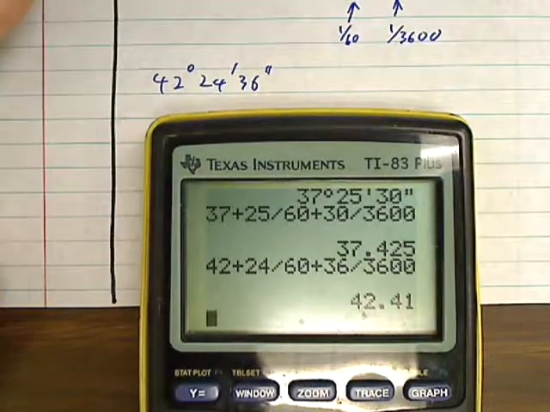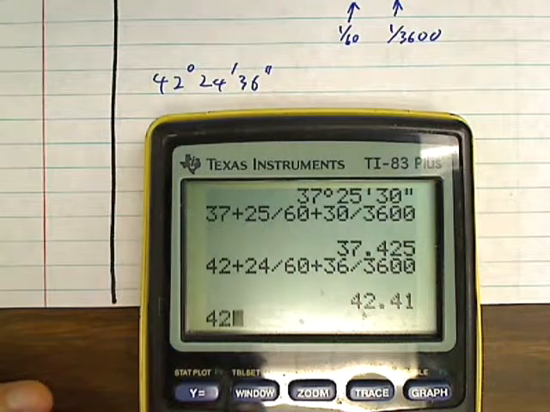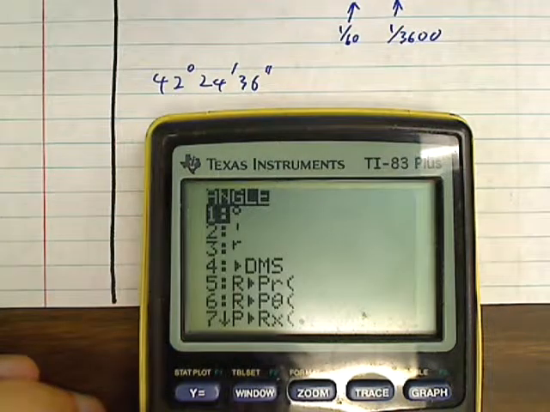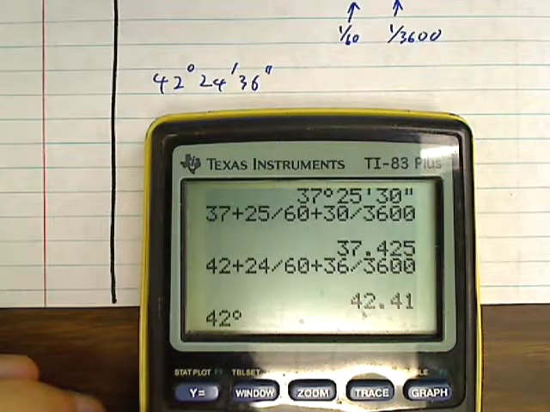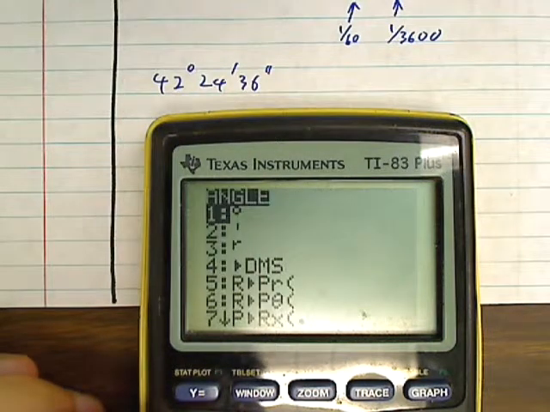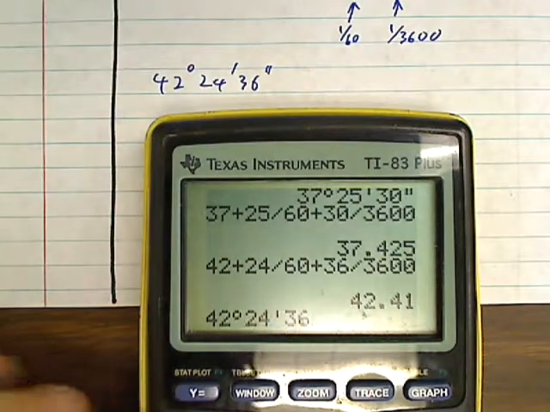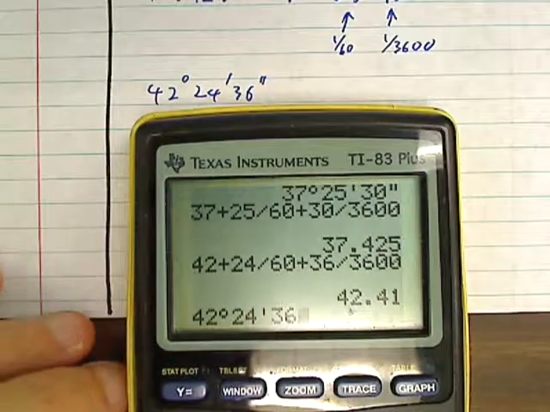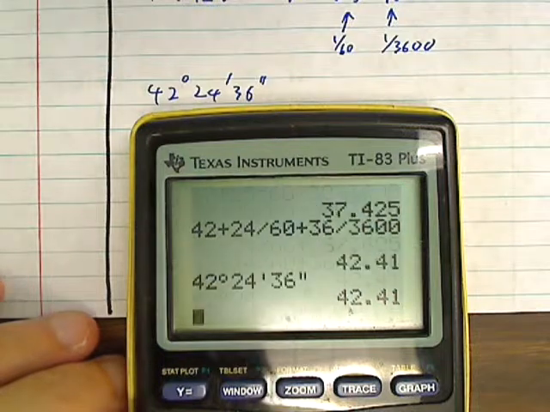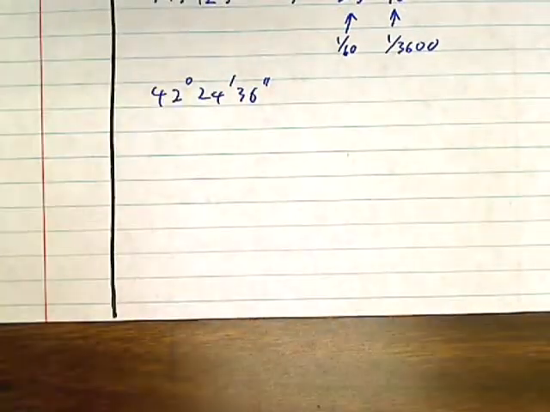Okay, the other way to do this is going through the angle menu. So let's see, it's 42 degrees. Under the angle menu, there's degrees. And then 24 minutes, under the angle menu, there's minutes. And 36 seconds. The seconds is above the plus key. You have to hit alpha and plus, and that will give you the seconds. And type that in, you get 42.41. So either way you want to do that, that'll be fine.